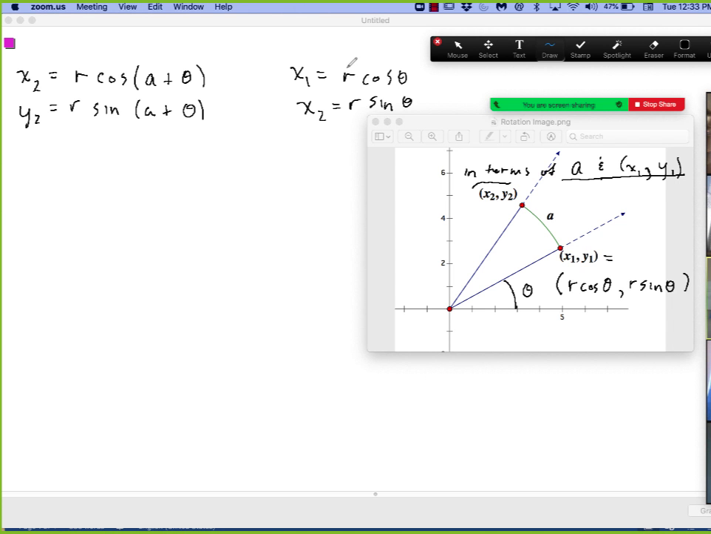So we need an idea here. How can we... this doesn't distribute, right? It's not cosine A plus cosine theta. You don't distribute when you have the cosine of a sum. But we need to get our cosine theta and our sine theta involved, but cosine theta is kind of locked in there, and sine's kind of locked in there. Any ideas?